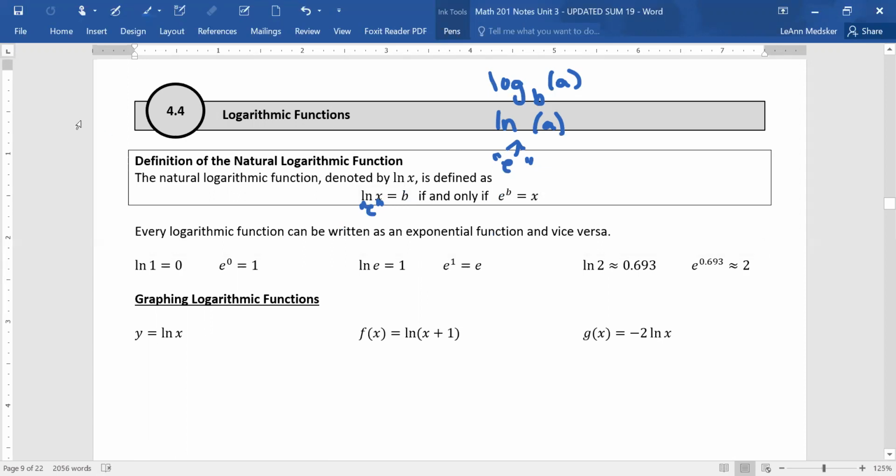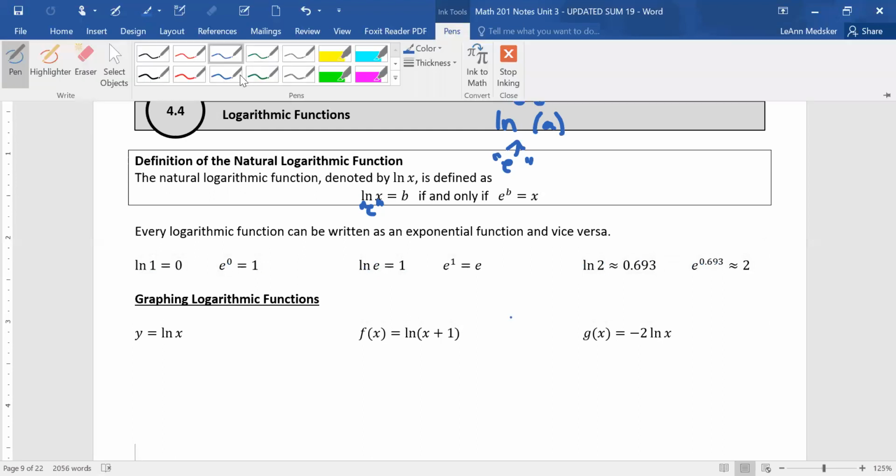So these are just some basic facts. Ln of 1 is 0 because e to the 0 power equals 1. Ln of e is 1 because e to the first power equals e. If we use our calculator, we can also calculate natural log of 2 using that button, and we can see that it's 0.693, and we can check ourselves and see that e to the 0.693 is approximately 2. Obviously, we're rounding there, so it's not going to come out exact.